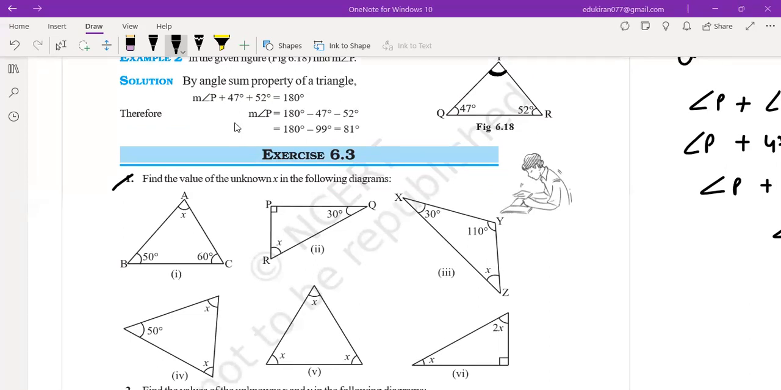Ma'am, the fifth one does not even have a question. Sorry, the fifth one does not even have an angle. So x plus x you will write. So it will be 3x, na? 3x equals 180 degree. So x will be 180 degree divided by 3. So, clear?